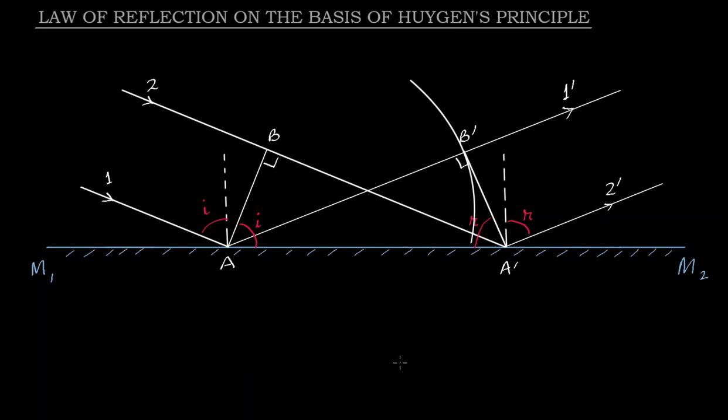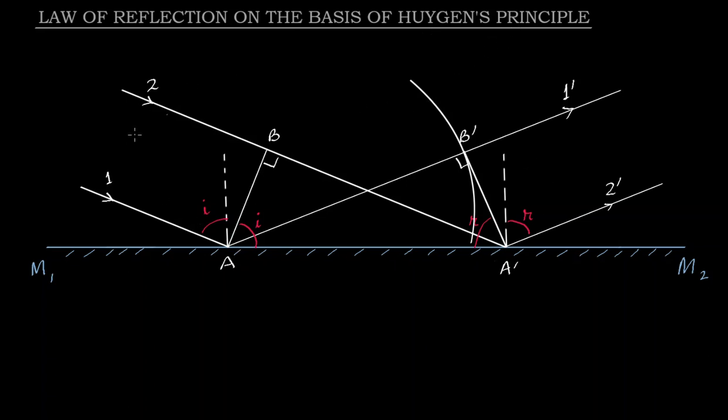In the previous video, I talked about Huygens' principle. There are two principles. Now we are going to use Huygens' principle to prove the law of reflection. So let us discuss and try to prove the law of reflection of light on the basis of Huygens' principle.